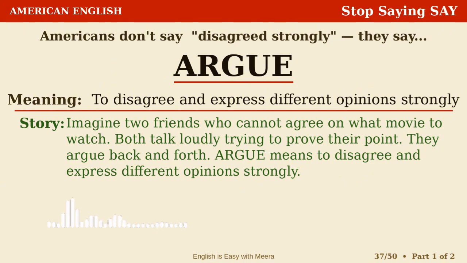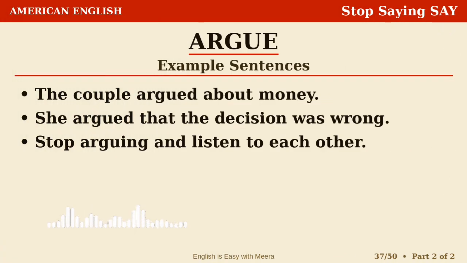37. Argue. Americans don't say, disagreed strongly. They say, argue. Meaning, to disagree and express different opinions strongly. Story. Imagine two friends who cannot agree on what movie to watch. Both talk loudly trying to prove their point. They argue back and forth. Example. The couple argued about money. She argued that the decision was wrong. Stop arguing and listen to each other.